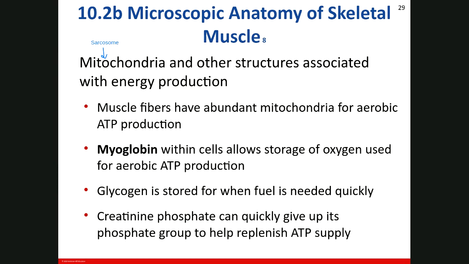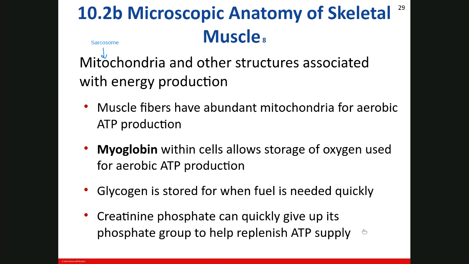We have myoglobin in our muscle. The myoglobin is a protein which can attach to oxygen, and this oxygen is very important for making ATP for us. We have a large storage of glycogen in our muscle cells, and it works as a fuel of the muscle. And we have the other reservoir for our muscle contraction, which we call creatinine phosphate. I'll talk about this creatinine phosphate next time for you. It can quickly give up its phosphate group, and it can make ATP for us. I will talk about it completely for you.